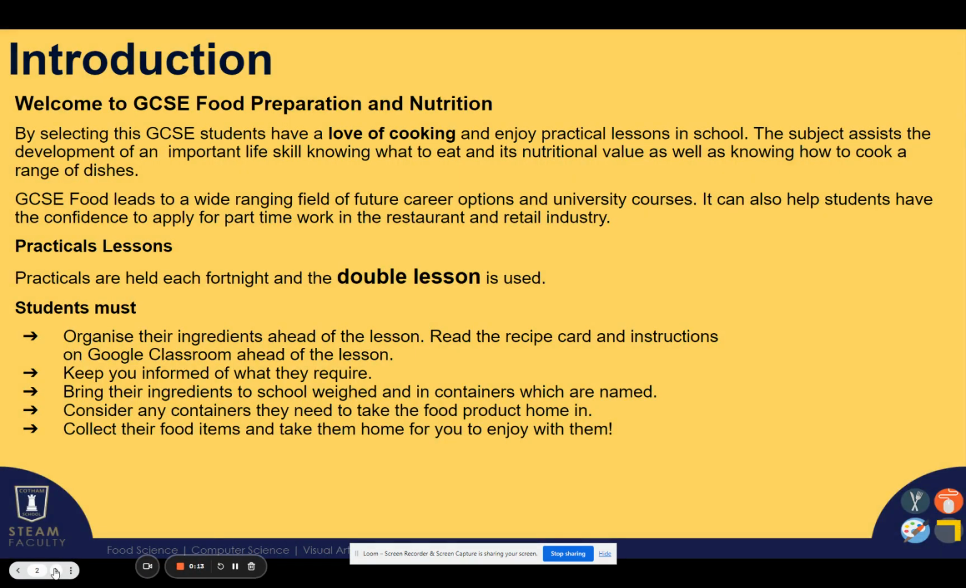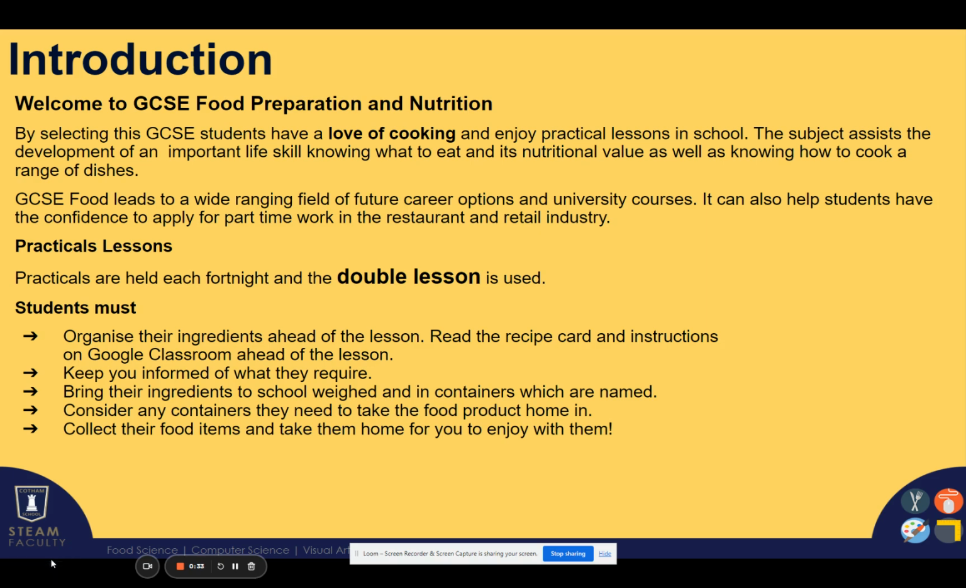So, introduction to GCSE food. Students choose food at school as a subject, mainly because they enjoy their cooking lessons and their practical lessons, and that they are keen to learn more about nutrition and where food comes from. The subject assists the development of important life skills, knowing what to eat and its nutritional value, as well as knowing how to cook a range of dishes.